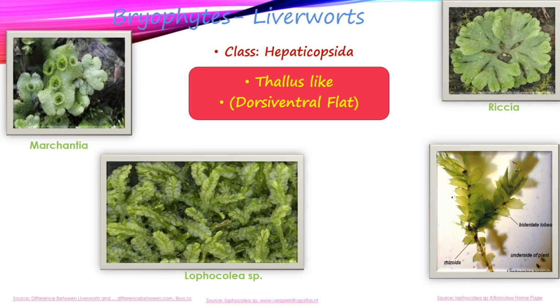The main body of the liverwort is thallus-like and dorsiventrally flattened. Dorsiventrally means having a distinct upper and lower surface, as we see in the case of leaves of the lawn plant. Some members of the liverwort, that is Lophocolea species, have tiny leaf-like structures arranged in two rows on the stem. The plant body of the liverwort is closely attached to the substratum by unicellular rhizoids.